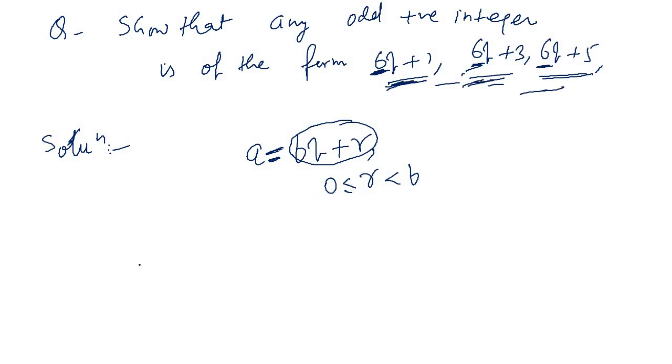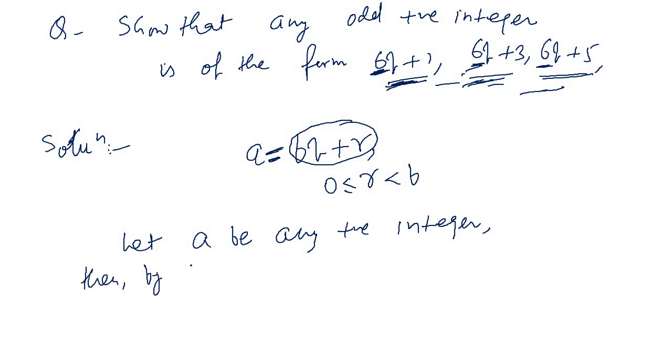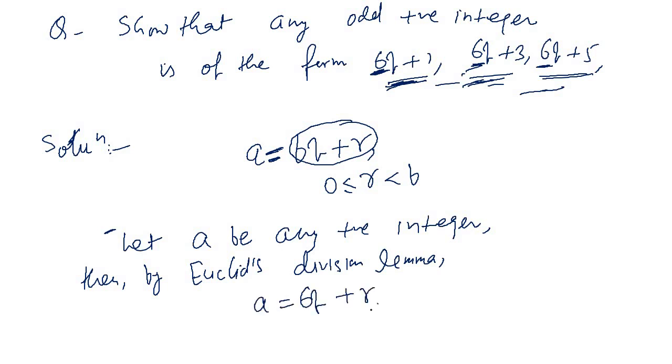So now we will start like this. Suppose we let a be any positive integer, then by Euclid's division lemma we can write a equal to 6q plus r. You can understand it like this: if a is any number and a is divided by 6, you get quotient q and remainder r, then you can write a equal to 6q plus r, and the limitation of r would be 0 to 6. The remainder should be greater than or equal to 0 but less than 6.